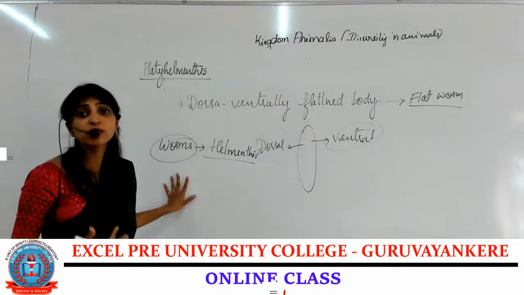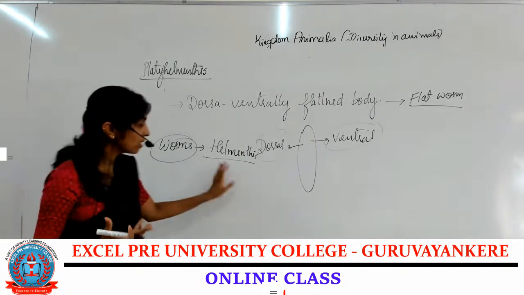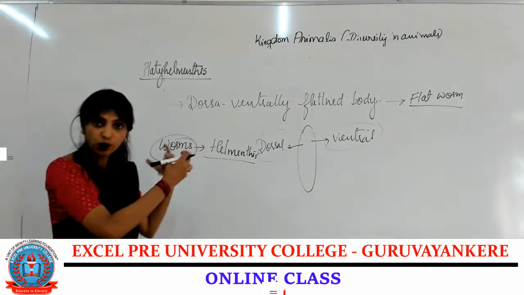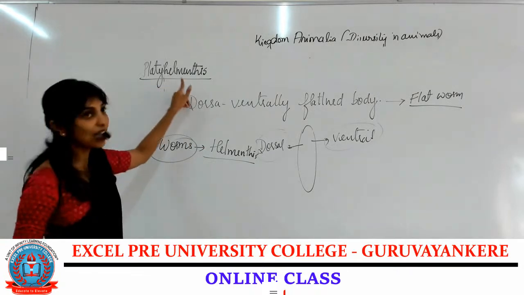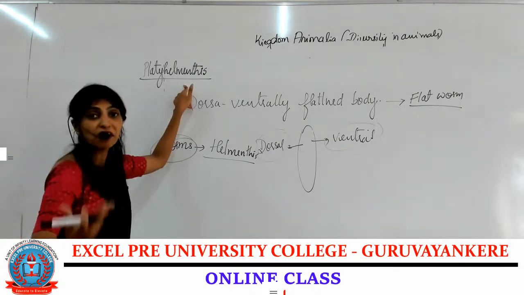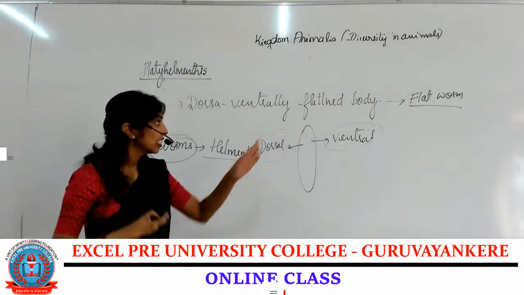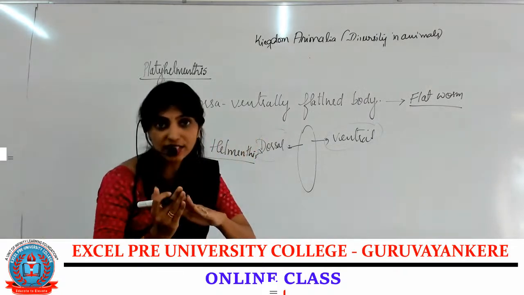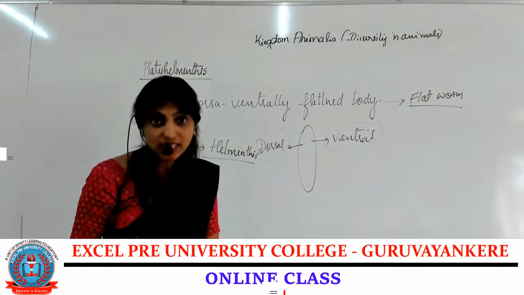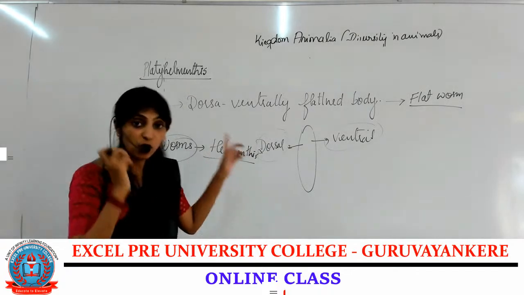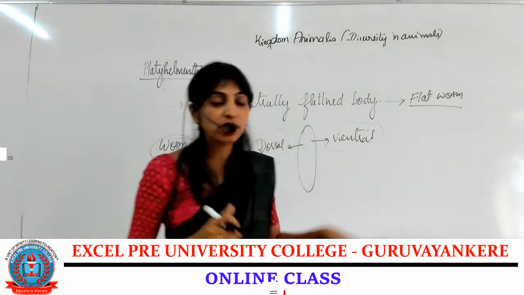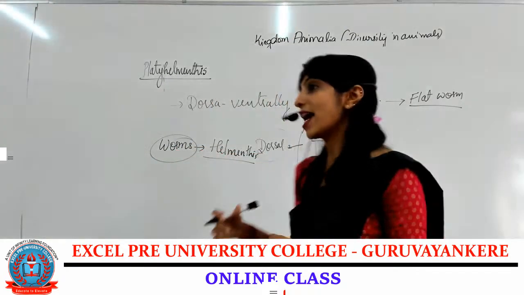The study of worms is called helminthology. Helminths is nothing but something related to worms. Why is it called Platyhelminthes? Since the worm's body here is completely flat. Its dorsal and ventral sides are completely flat. That is why we say they have a dorsoventrally flattened body, or they are called flatworms.